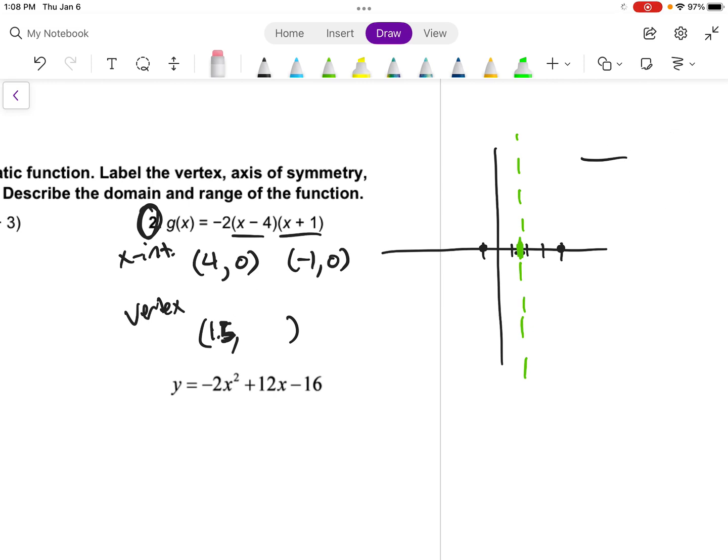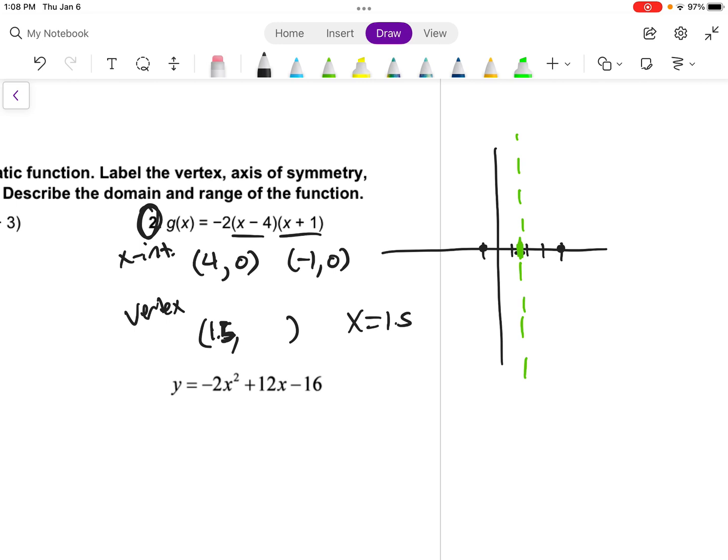Okay, let's see what we got left. We got the axis of symmetry too. It's x equals 1.5. So we're almost there. I just need to find the vertex and graph it. And I think we'll skip domain and range. We've done a lot of that lately. I think we're good on there.